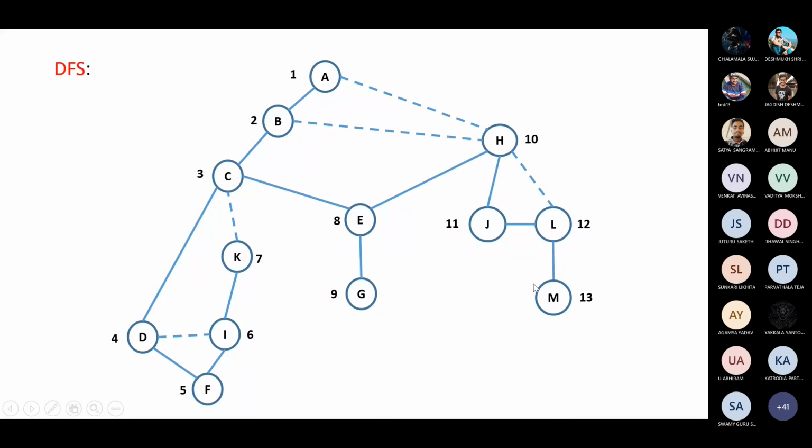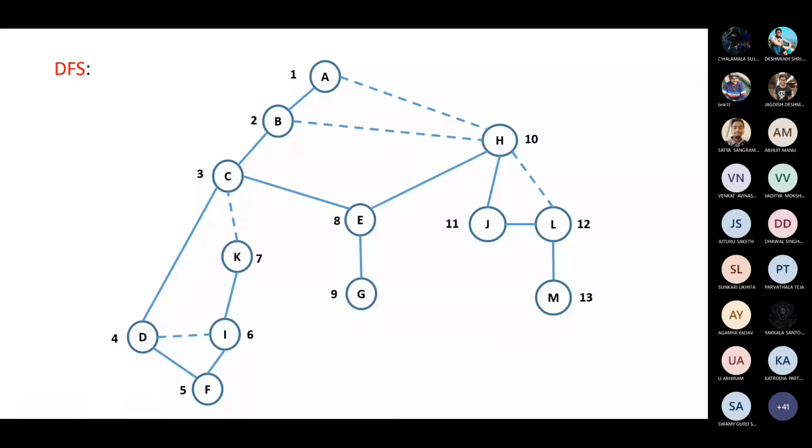From M we can again come back to L, but LH is a back edge, so that is why it is dotted. So we again come back from L to J, backtracking, J to H, backtracking, H to B. I see that B is already visited, so HB is a back edge. Even H to A is a back edge. So dotted edges are back edges and solid edges are tree edges. That is how DFS is performed here.